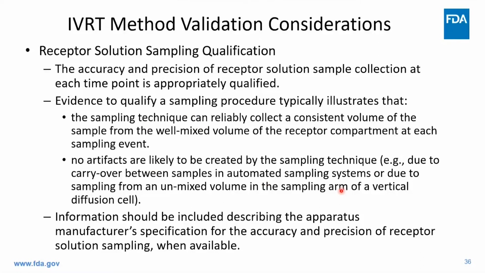Often what people will do at a sampling time point, if it's a manual and a vertical diffusion cell, is they might actually take from the center and then expunge that into the arm and mix what's in the arm with the well-mixed center. There are some additional different designs that actually help to keep things well mixed as well. And that information should be included describing the apparatus manufacturer's specification.